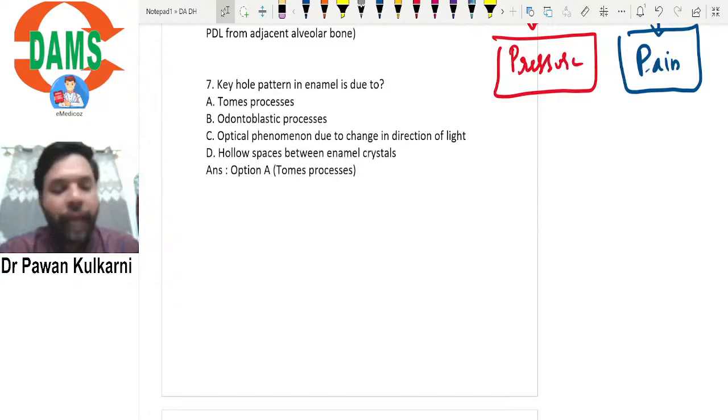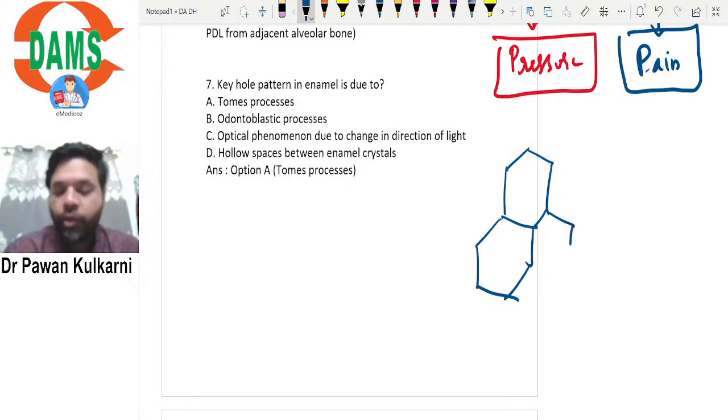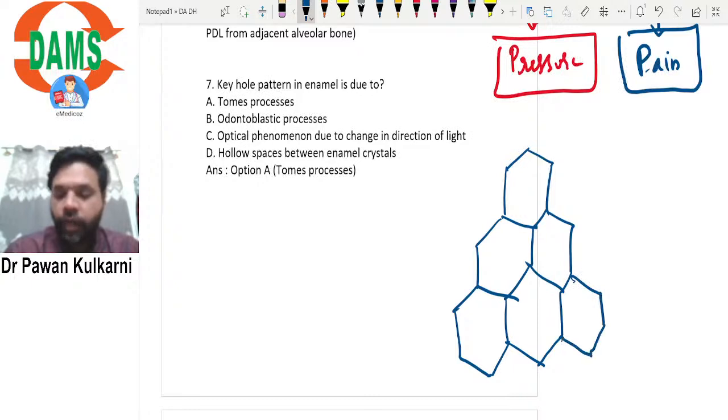Keyhole pattern in the enamel is due to. We know that keyhole pattern is basically the electron microscopic structure of the enamel rod. So this enamel rod, if we draw this, for example, this is an ameloblast. Hexagonal structure that I'm going to draw right now is an ameloblast. It is a schematic representation of an ameloblast.